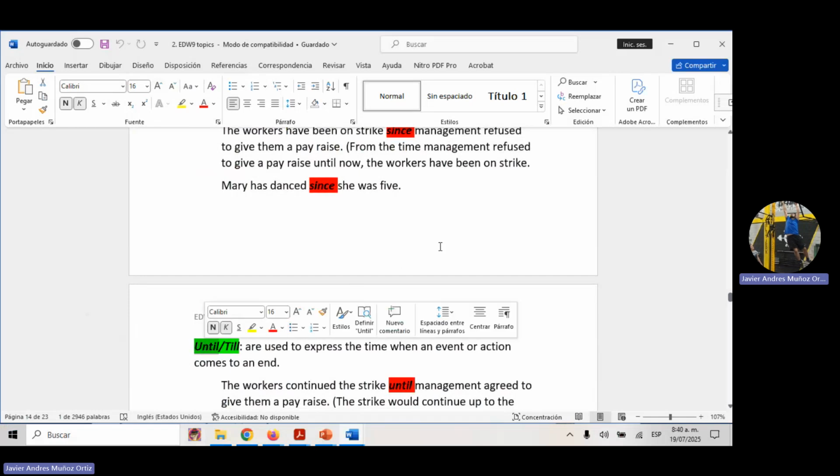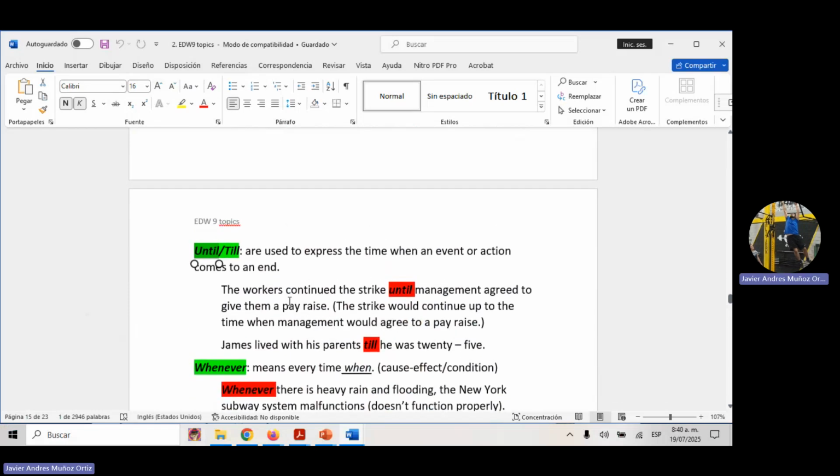Let's go with the contrast, the complementary part: until or till. We are going to use these two conjunctions to express when something ended. We don't know when something started, but we know when something ends. And we use until or till to mention that.